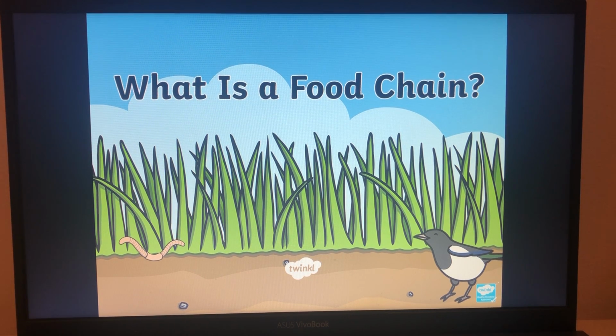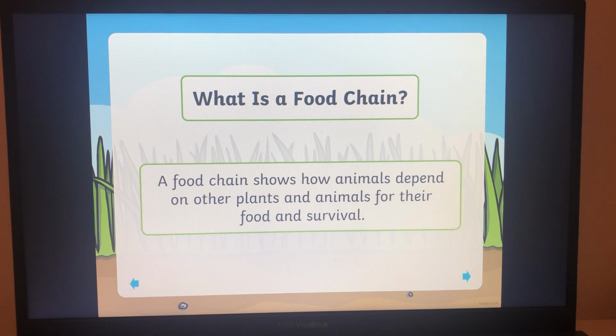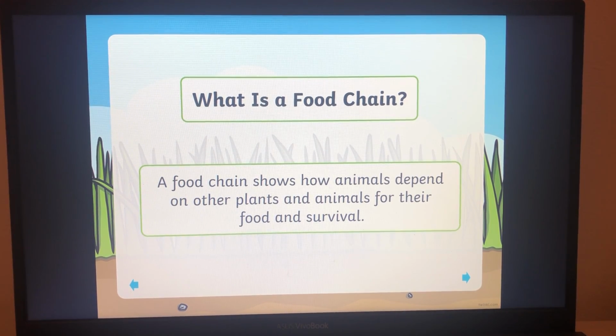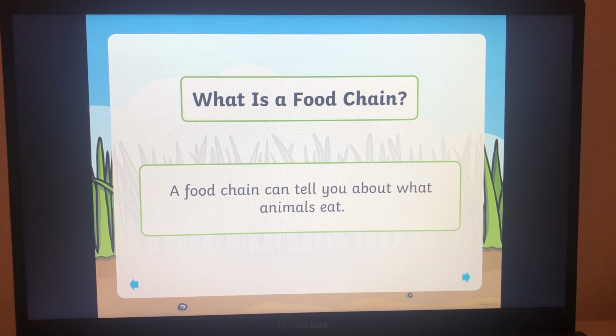Year 2. So for today's science lesson, we are going to be learning about food chains. We're just going to start off by learning about what a food chain actually is. A food chain shows how animals depend on other plants and animals for their food and survival. And a food chain can tell you about what animals eat.